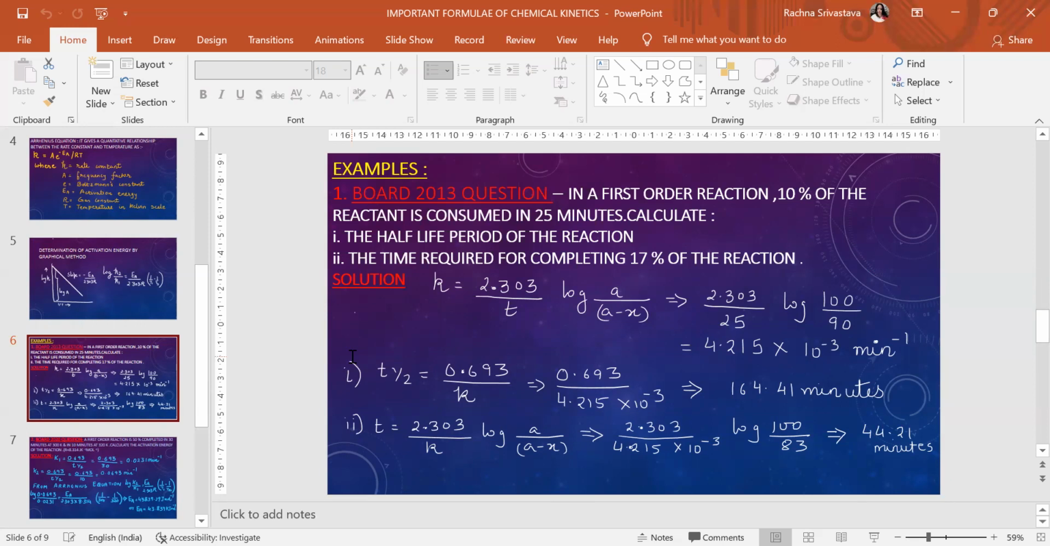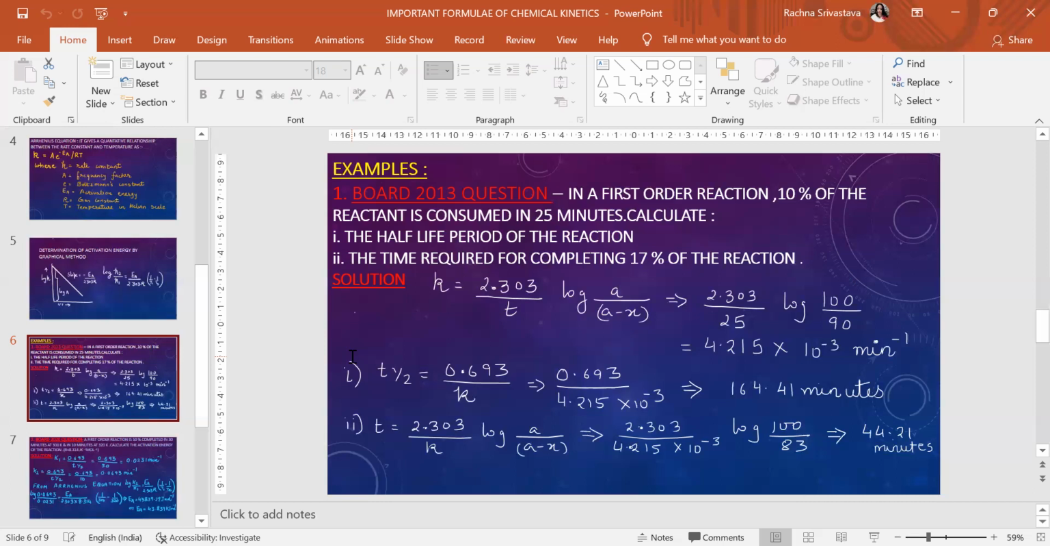So with the first calculation, T half is equal to 0.693 divided by K. We don't know the value of K, so we will use the first information given in the question and calculate the value of K. Now, semester 2 examination is a subjective examination where step marking is very, very important. In the numerical, your marks are divided into steps: you get marks for writing the formula, showing the substitution, then the final answer, and then its unit.